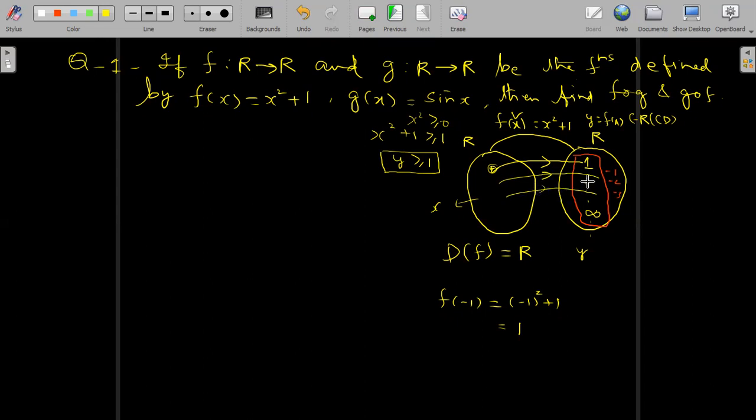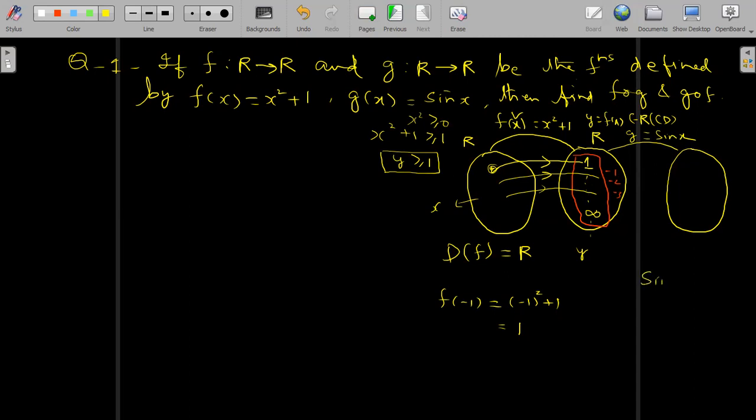So now we will see the next part. Next part is a mapping again from real numbers to real numbers. G is a mapping which is defined by g(x) equal to sin x. Okay, g is equal to sin. So now we have to check what will be the elements here for g. What is the value of sin?